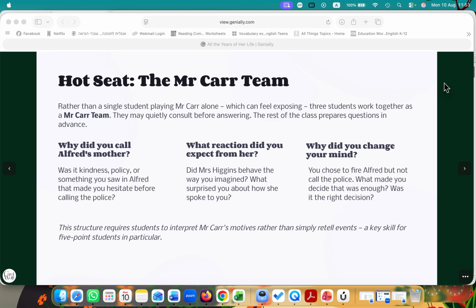Students aren't just recalling events here. They're stepping into an adult's perspective to explain a decision the story never fully explains for them.